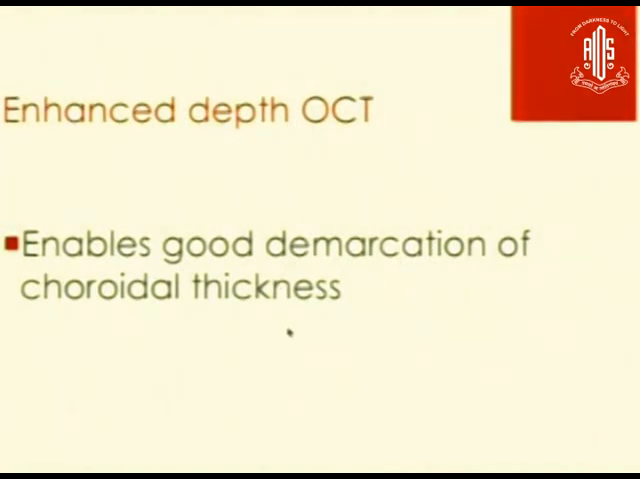Enhanced depth OCT enables a good demarcation of the choroidal thickness. And we know now that the choroidal thickness could be a very important factor in the causation of many diseases, including AMD. And hence measuring choroidal thickness could be an important parameter in the future.